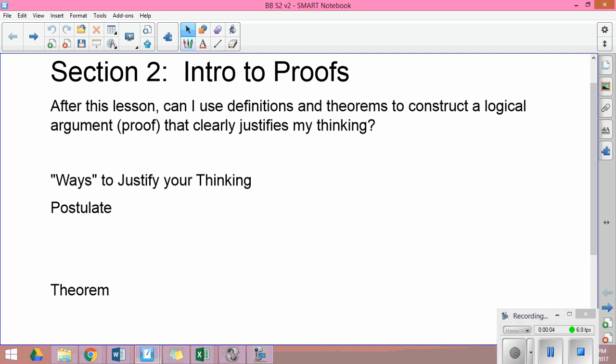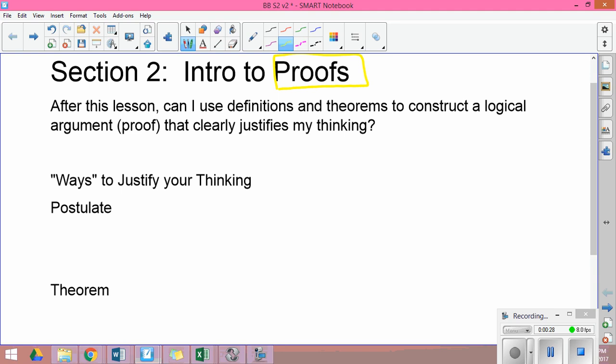Section 2 is going to begin to take us into that proof part of geometry. As I mentioned in the last video, this is the part that a lot of people find really scary. It's a very different way of thinking, but really all it is clearly stating why you can make a step. What was your thinking that made that a legal math move?